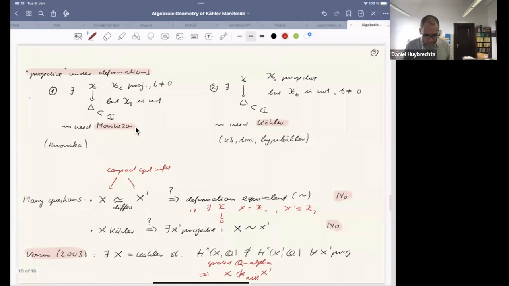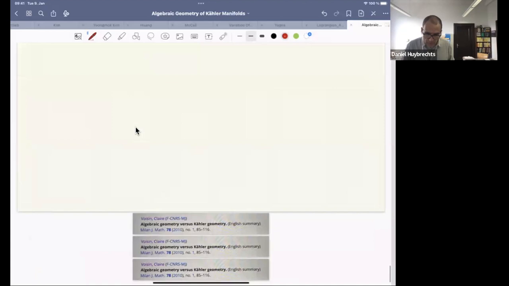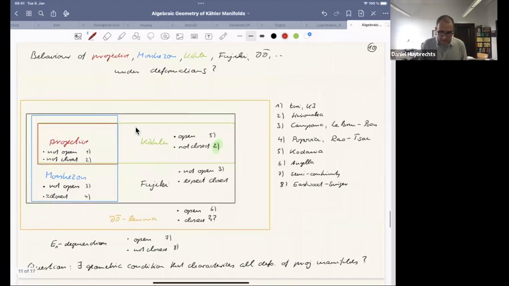So I come back to my diagram. Remember, this is the diagram we considered before. I have my projective manifolds, I have my Kähler manifolds, I have my Moishezon manifolds, and I have my Fujiki manifolds. And now I want to study these four classes from the perspective of how they behave under deformations. Okay, what does it mean? There are two questions. Whether a certain property, for instance, projective or Moishezon, is closed under deformations or is open under deformations. Okay, let me go back to these two examples here.